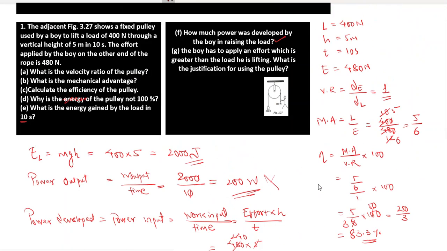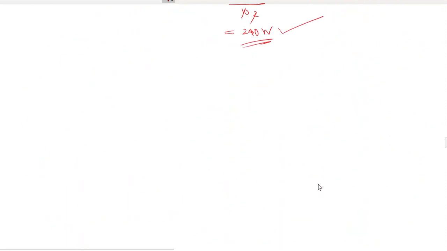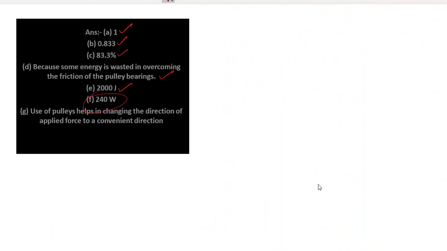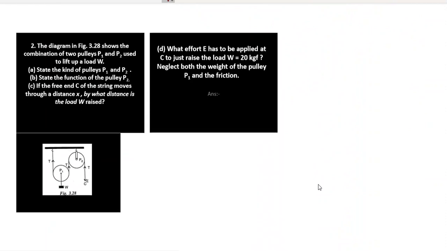And what was the G question? The boy has to apply the force which is greater than the load he is lifting. What is the justification for using the pulley? It helps to change the direction of applied effort to a convenient direction. Absolutely correct. Let's go to the next question.